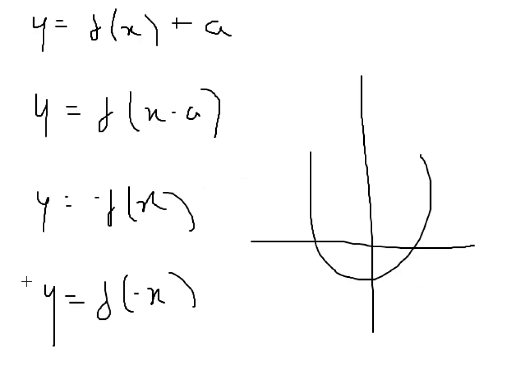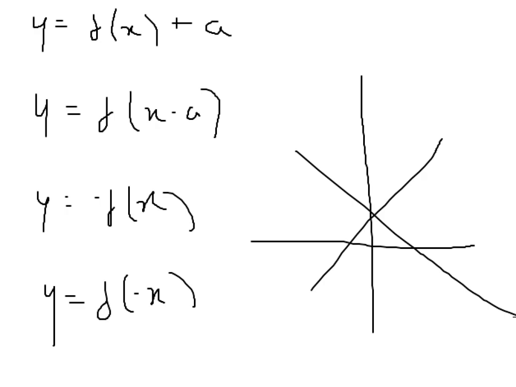And the next one is y equals f(minus x), with the minus x inside the bracket, which is a reflection in the y-axis. So this graph will actually look exactly the same. But if we took the example of this graph, it would just change to be like that. So it's a reflection in the y-axis.